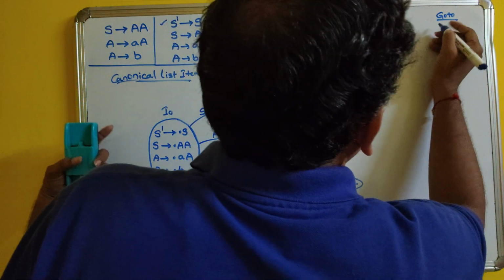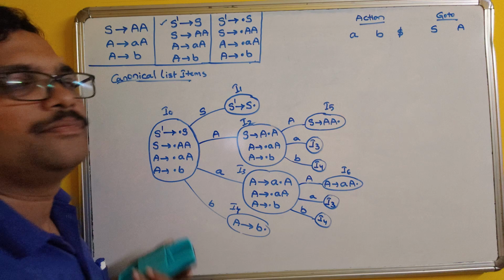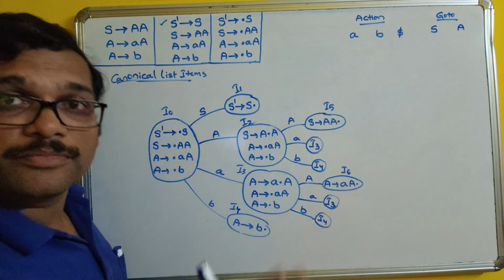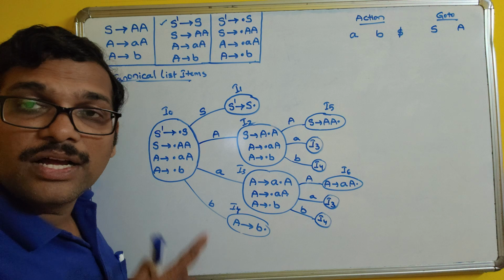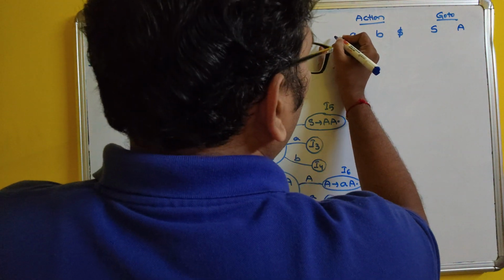And coming to the goto, we are having two non-terminals, S and A. Okay, these are the columns. Now what about the rows? The number of states are represented as rows. So we can go with the rows.